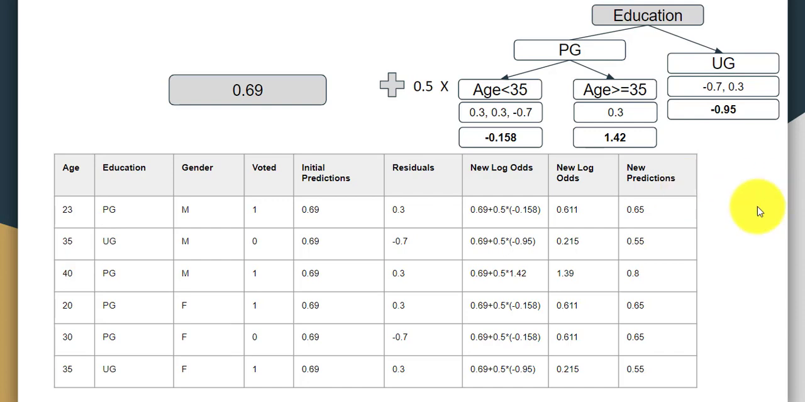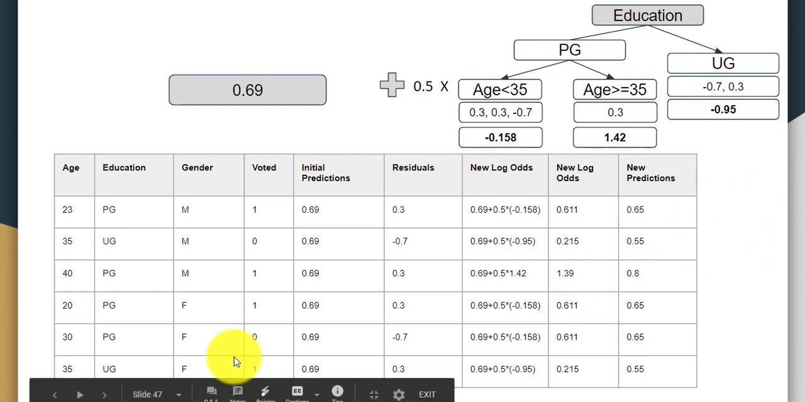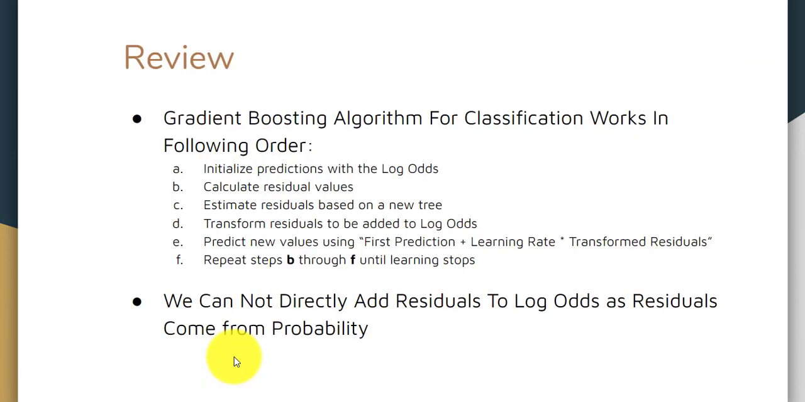Now I can again calculate residuals by taking this as my actual probability, which is 1 minus 0.65, it will come to 0.35 and so on, right? So I can build subsequent trees and try to bring down this error. Classification works in a similar fashion as we did for regression. The only thing we need to keep in mind is the transformation that we talked about, right?